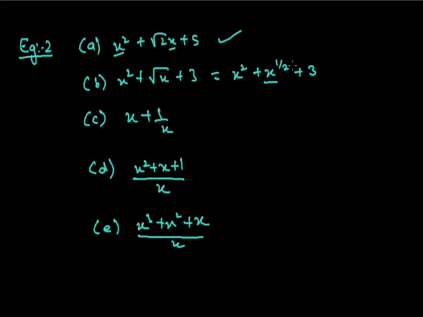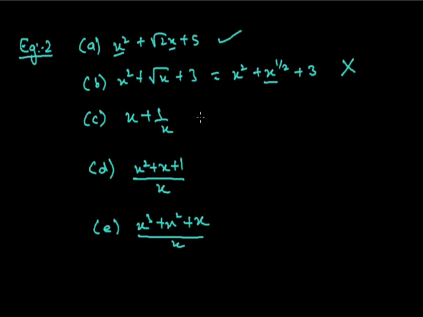1 by 2 is a rational number, and we have already studied that the power of the variable should not be a rational number and also should not be a negative number. It should be a positive number, or 0 also we can take, but it should be an integer. And in this, the power is not an integer. So definitely this is not a polynomial.